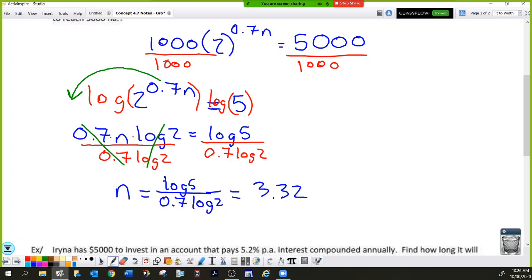See, what happened was I didn't use a stacked fraction on my calculator. I just did log 5 divided by 0.7 log 2. And what the calculator did was, because it was trying to follow the order of operations, it did log 5 divided by 0.7, and then it multiplied by log 2. So what I had to do was wrap my entire denominator in parentheses in order to get the correct answer. I'll just go ahead and write.